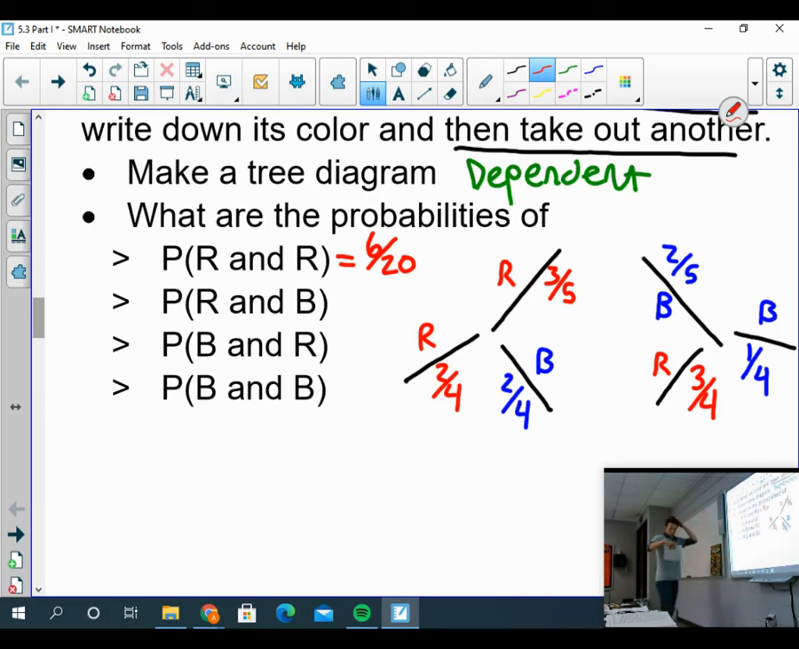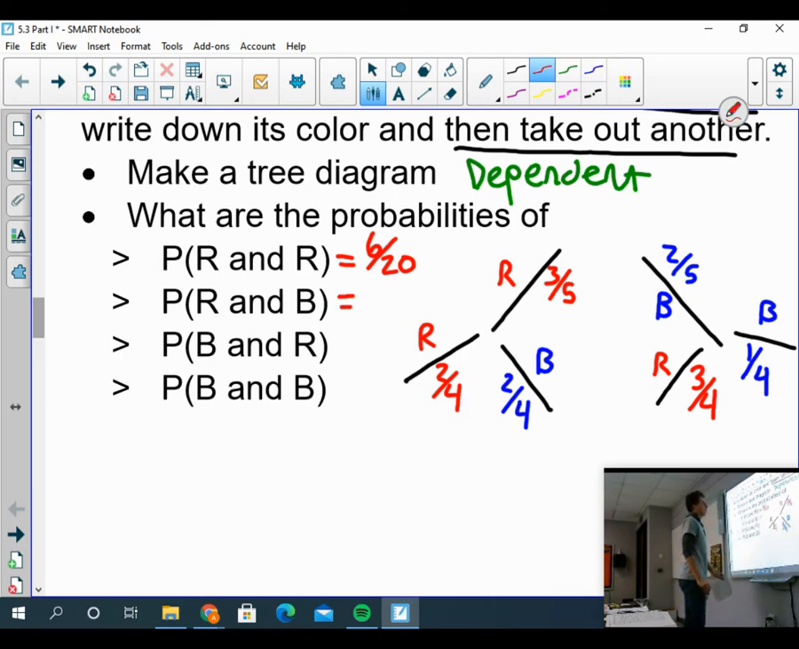Okay, 6 over 20. Again, now that I've given you an example, go ahead and try and fill out the other 3 probabilities. Okay, now that you've paused the video and done that, let's find the others.